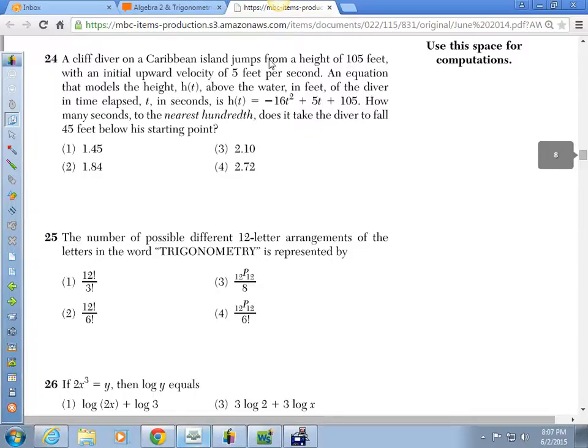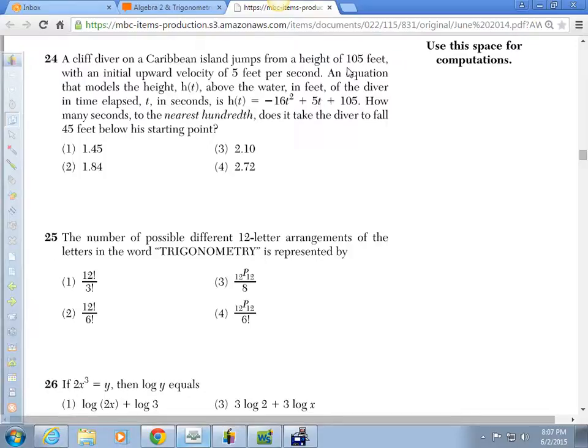Cliff diver on the Caribbean island jumps from a height of 105 feet with an initial upward velocity of 5 feet per second. An equation that models the height, h of t, so h of t represents the height above water in feet, of the diver in time elapsed t in seconds. So given a number of seconds, I can find out what the height of the diver is above the water. How many seconds to the nearest hundredth does it take a diver to fall 45 feet below his starting point?